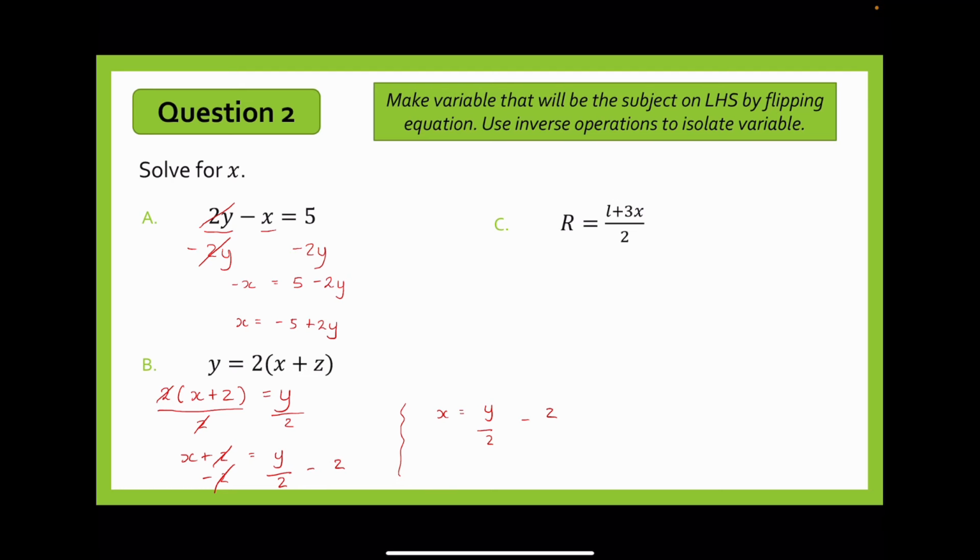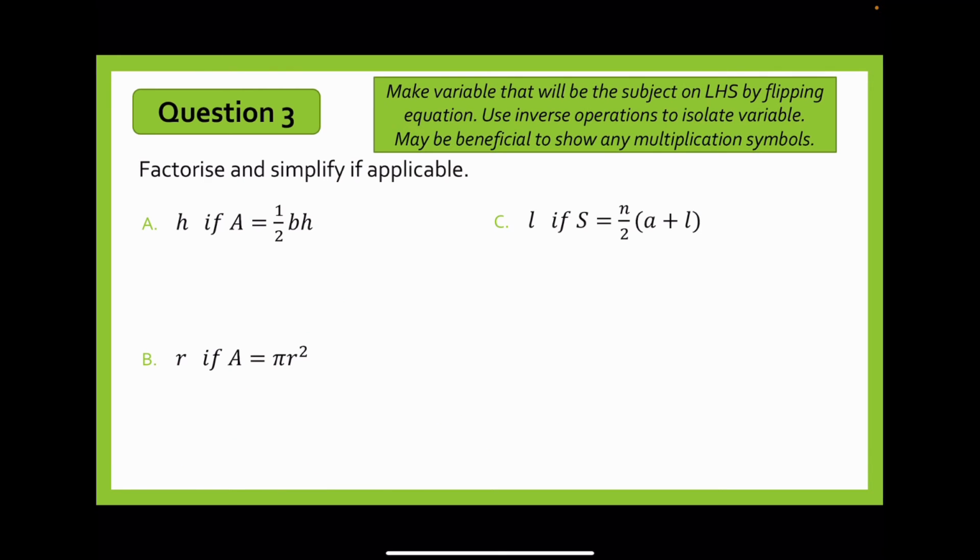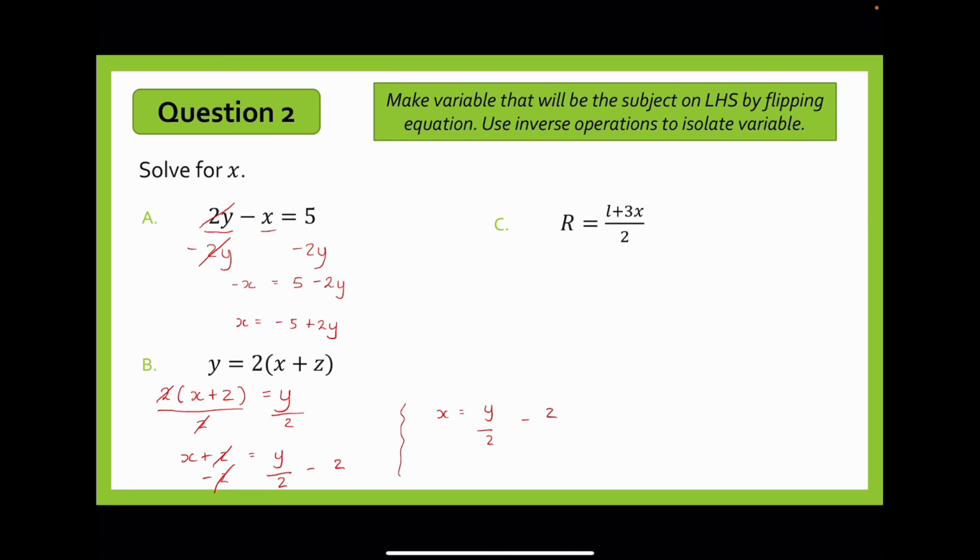And for the last question, for question C, you're trying to solve for x. Notice that x is on the right-hand side, so let's flip the equation first. By flipping it, it's going to become L plus 3x on 2 is equal to R.